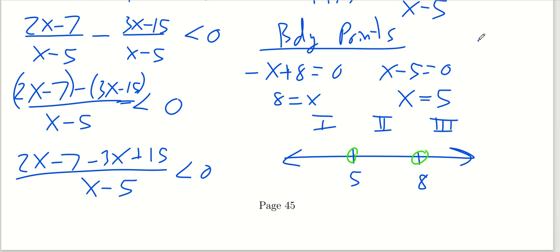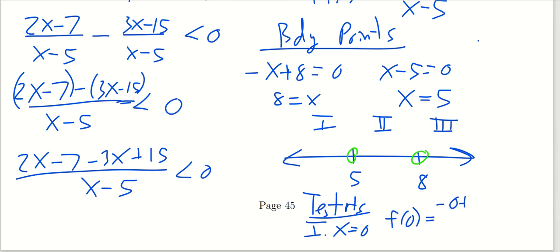We can now use the method of test points. In region 1, I would probably use x equals 0. F of 0 is going to be (negative 0 plus 8) over (0 minus 5), which is going to be a negative 8 fifths. So it's less than 0. It's negative in region 1.